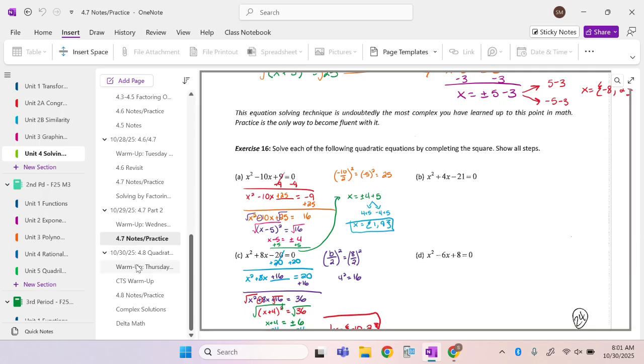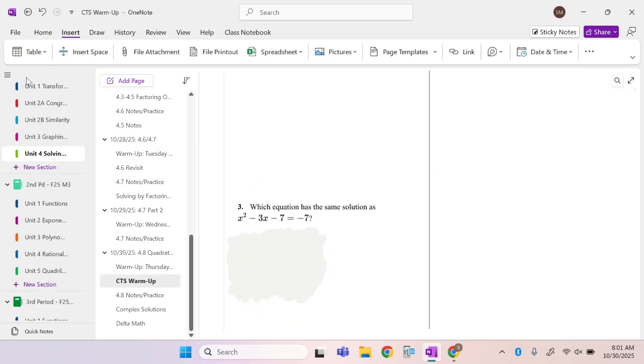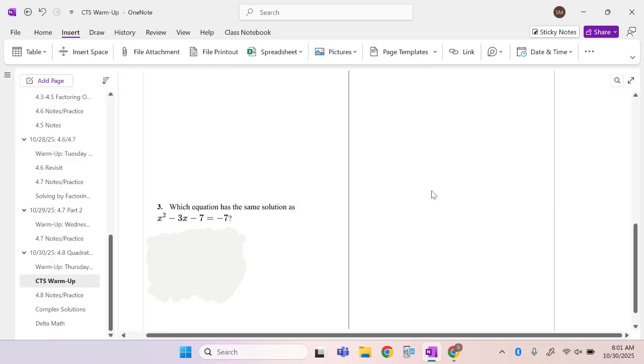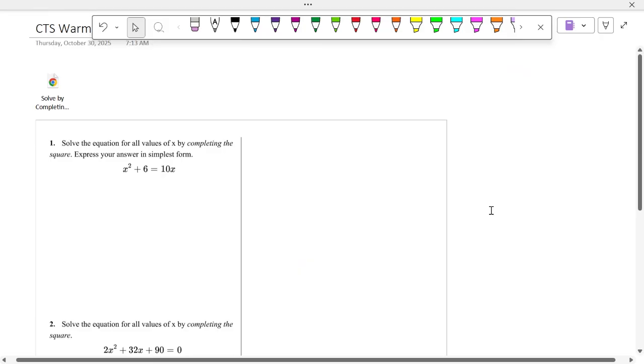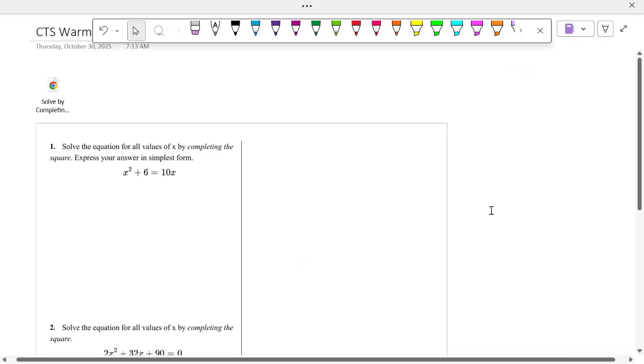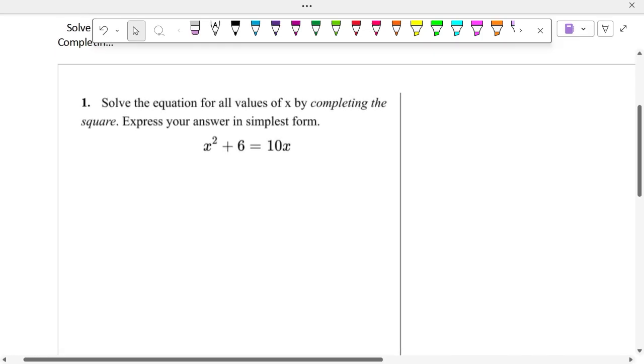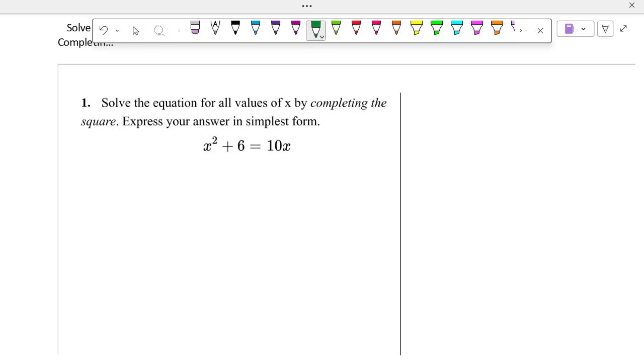All right, so if we go over the warm up, basically all three of these problems will give you either irrational solutions or they would just be fractions or something besides just straight up whole numbers like we were dealing with yesterday.